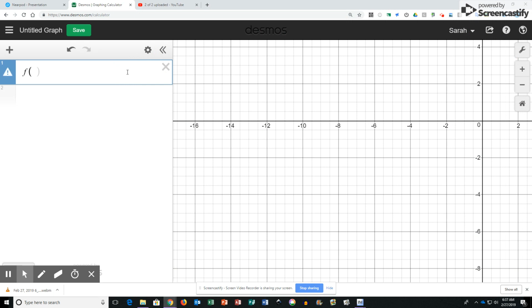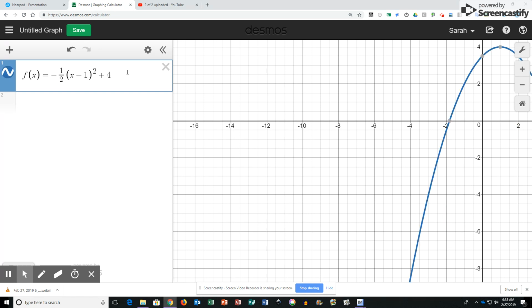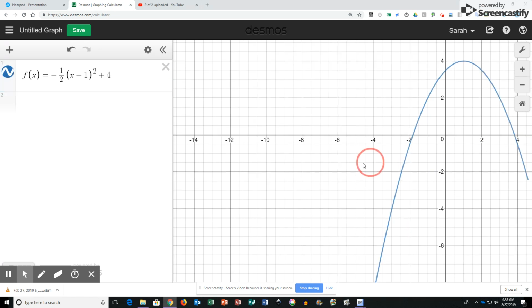I have f of x equals negative 1/2 (x minus 1) squared plus 4. All right, and here's my graph.